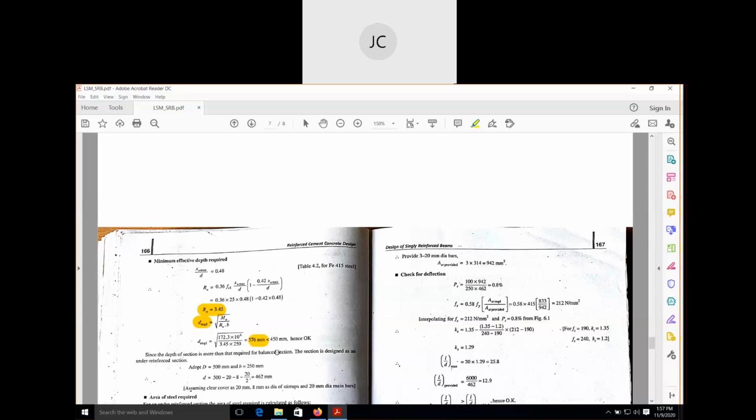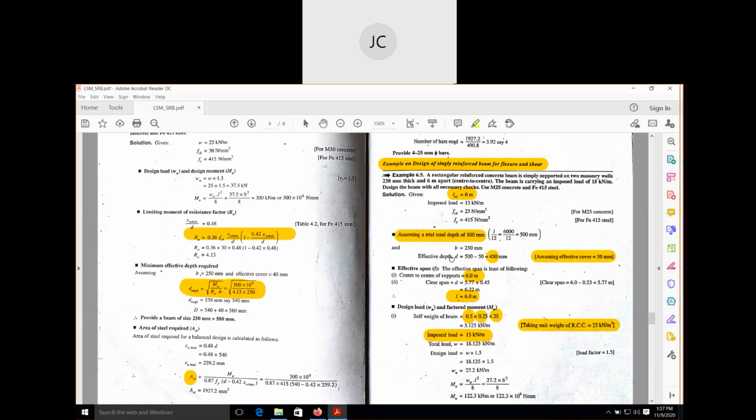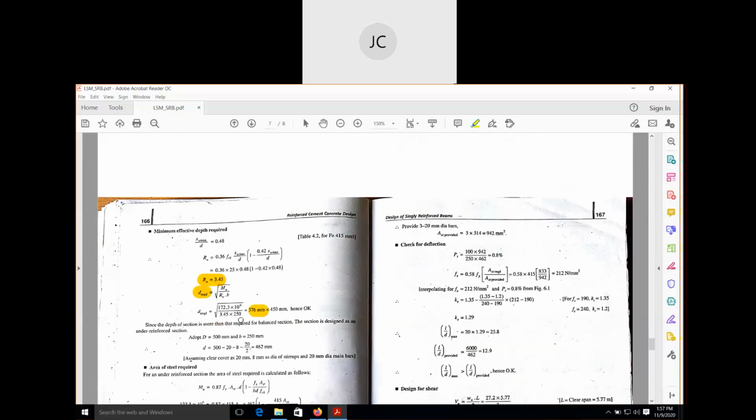But in the starting of the problem, we assumed that the effective depth is 450. So that means our assumption was correct. You can see here, since the depth of the section is okay, this is the equation. The required depth is this much, and we have assumed this much, so our assumption was correct. Again, since the depth of the section is more than the required for balanced section, the section is an under-reinforced section.